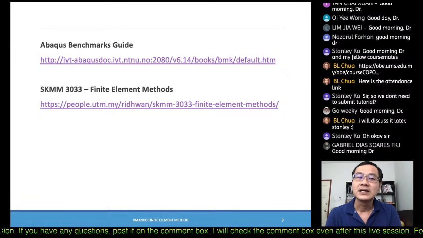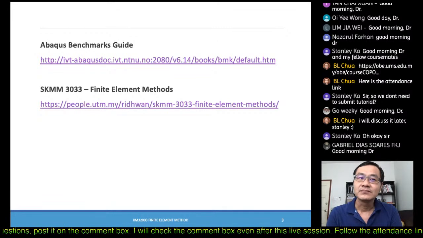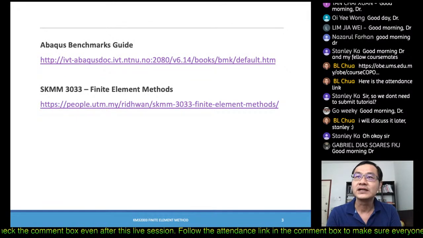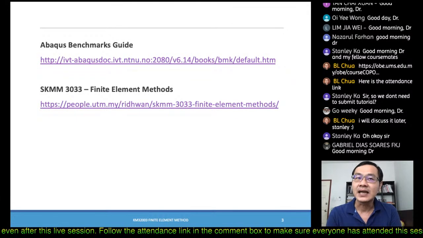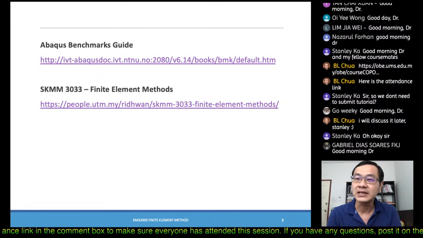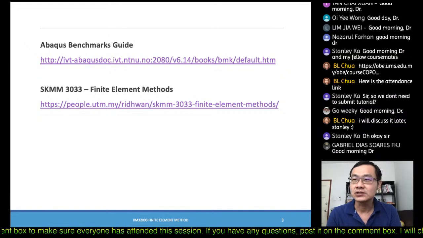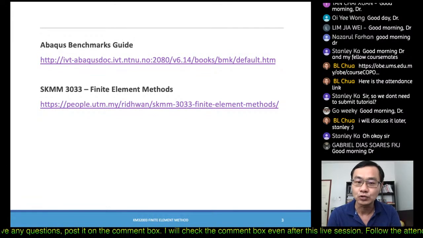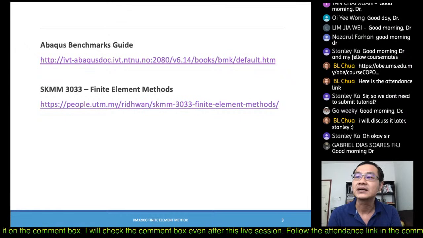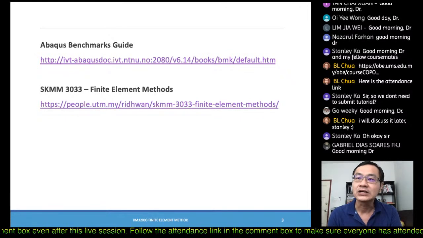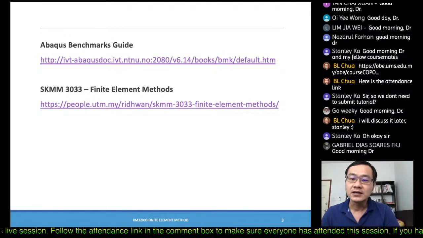They did their analysis and compared it with certain experiments, to ensure that their software, the algorithm or the code behind the software, is correct and validated. This is a process that even a software company needs to do. That's why they have this benchmark guide showing how they do it, and you can try to repeat it according to their benchmark.